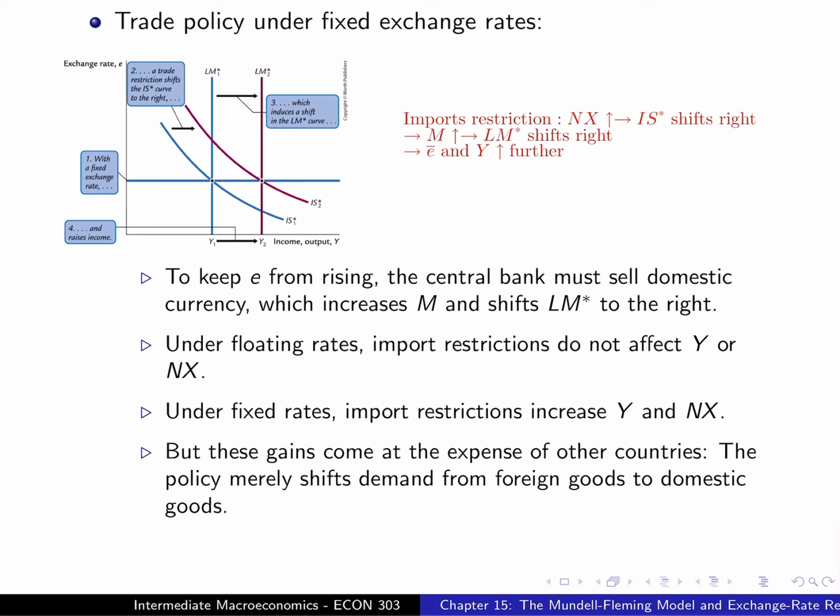Comparison: under floating exchange rates, import restrictions do not affect Y or NX. Under fixed exchange rates, import restrictions do increase Y and NX. Caution: these gains come at a cost. The increase in domestic demand comes from shifting consumption away from foreign goods. Other countries may lose as a result.